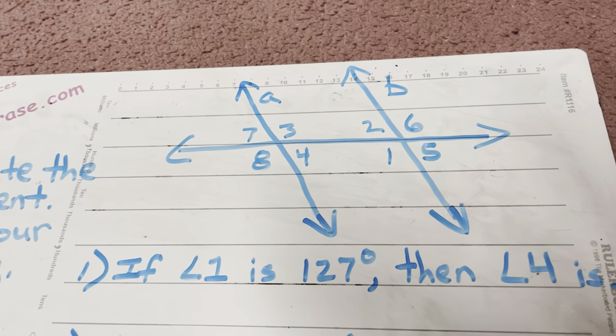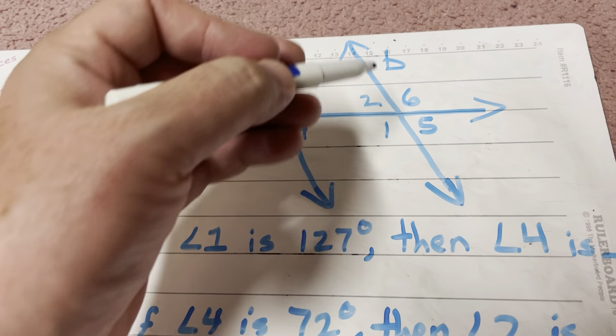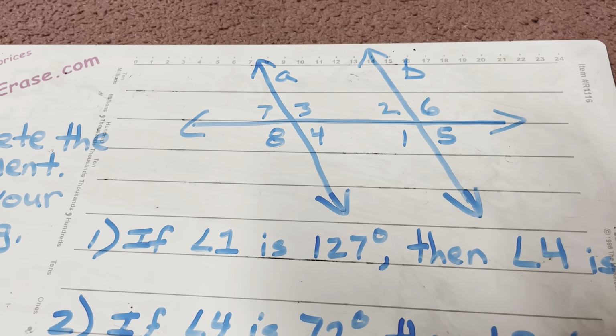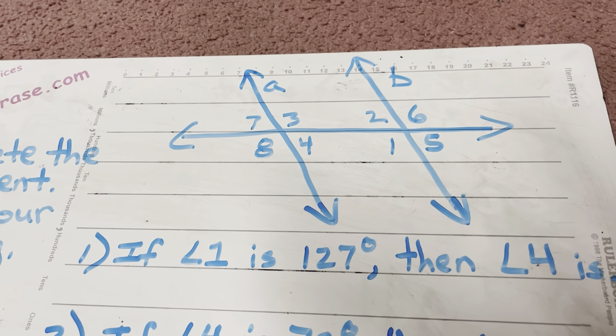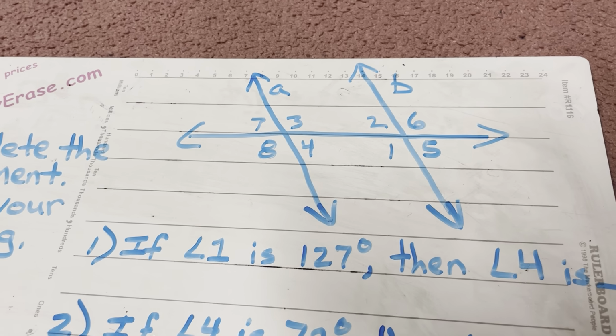Here, once again, we have another transversal figure. We have two lines, A and B. Once again, it's not perfect, but we are envisioning that A and B are perfectly straight. A and B are also parallel, which means they will never intersect.